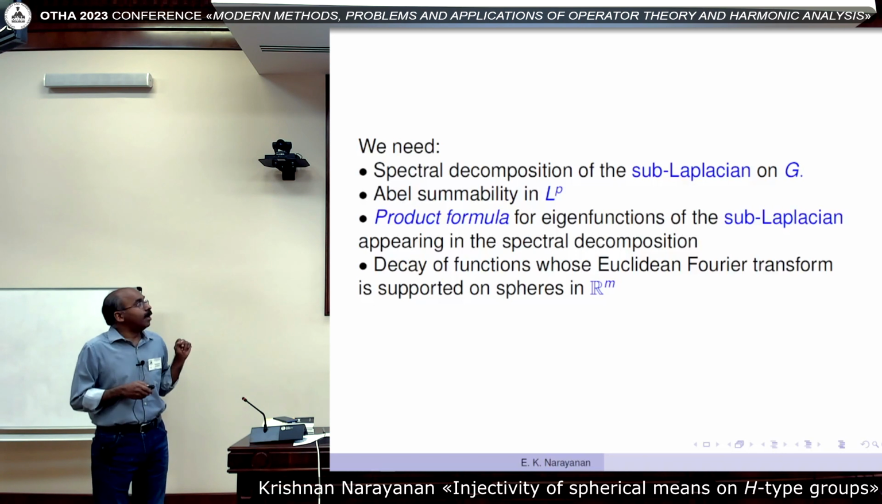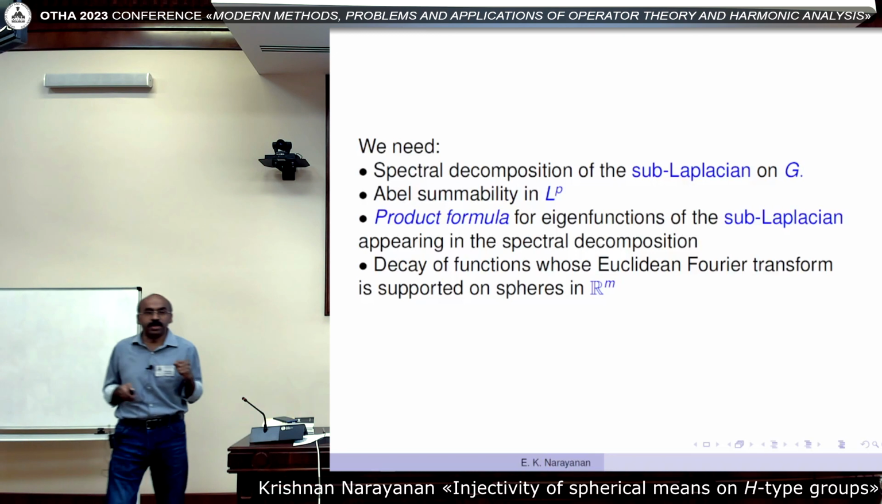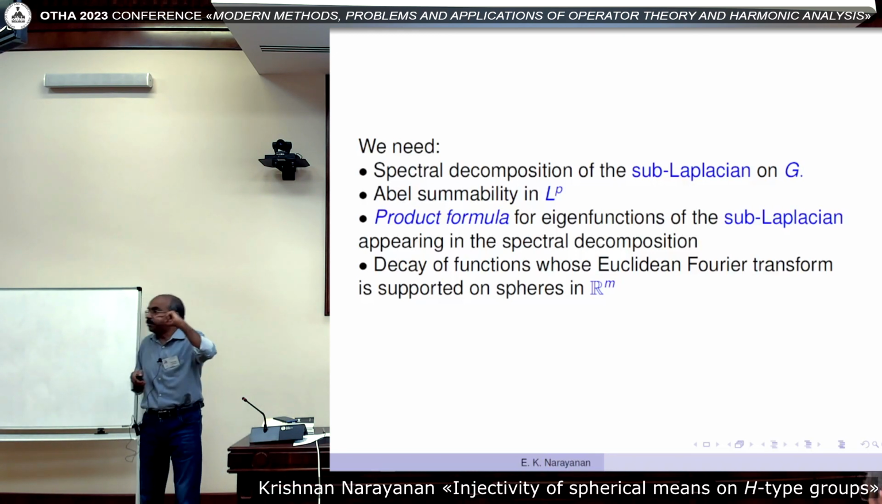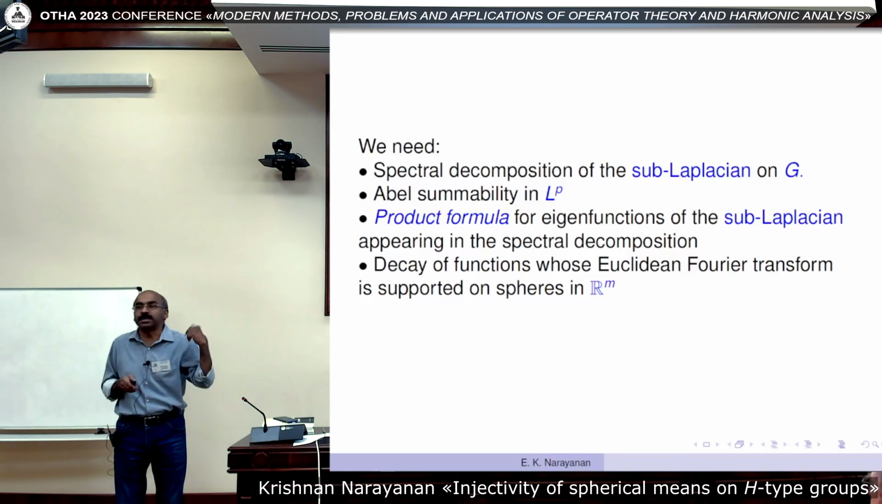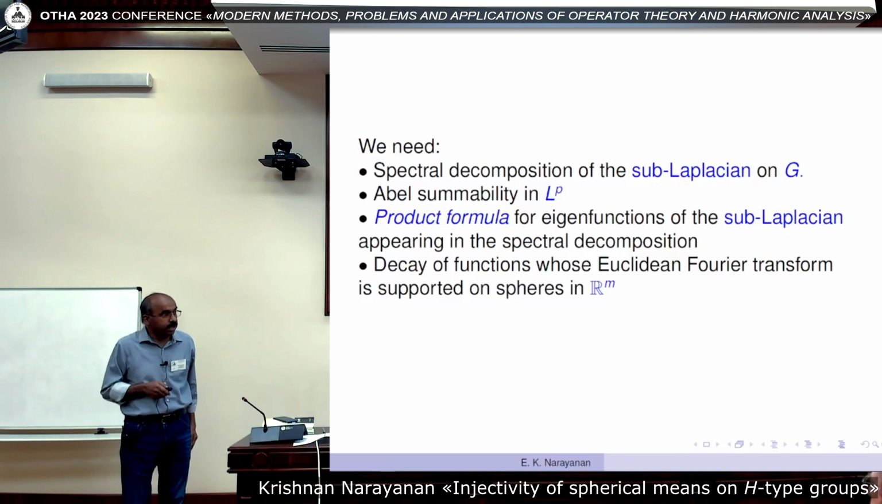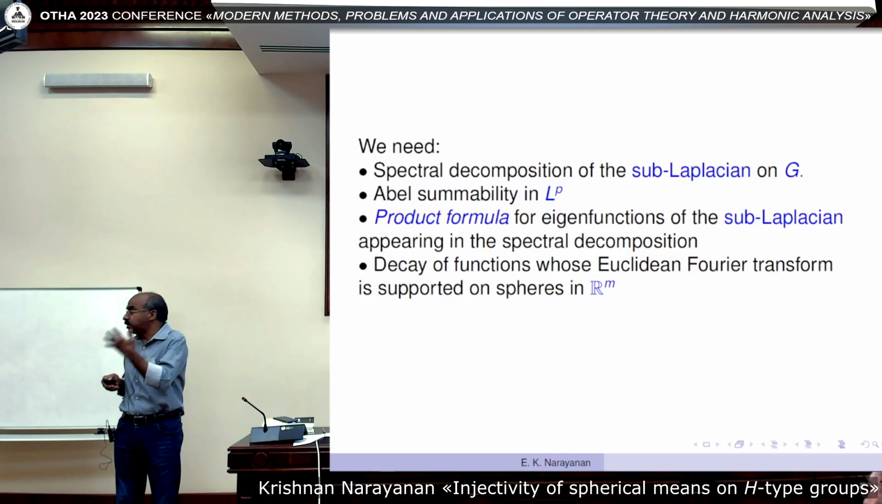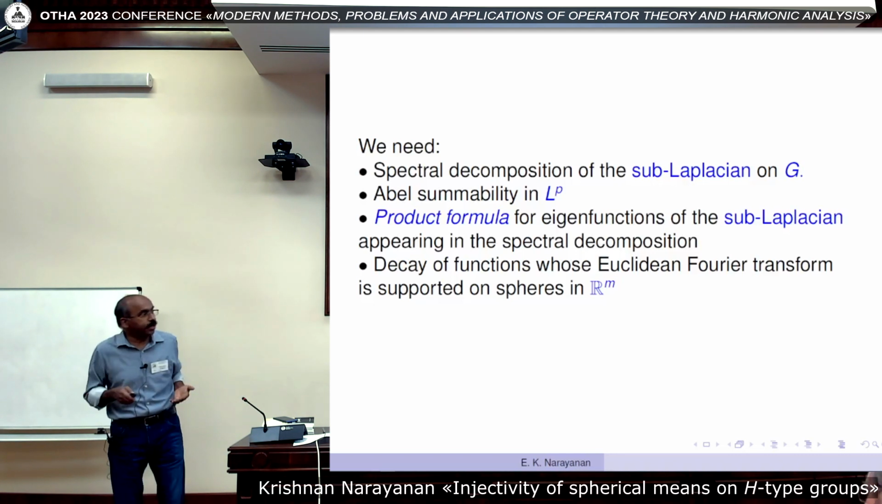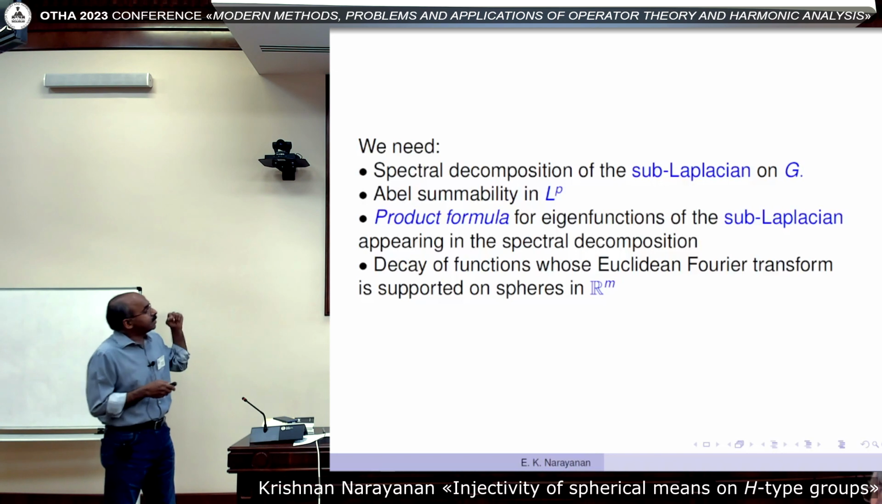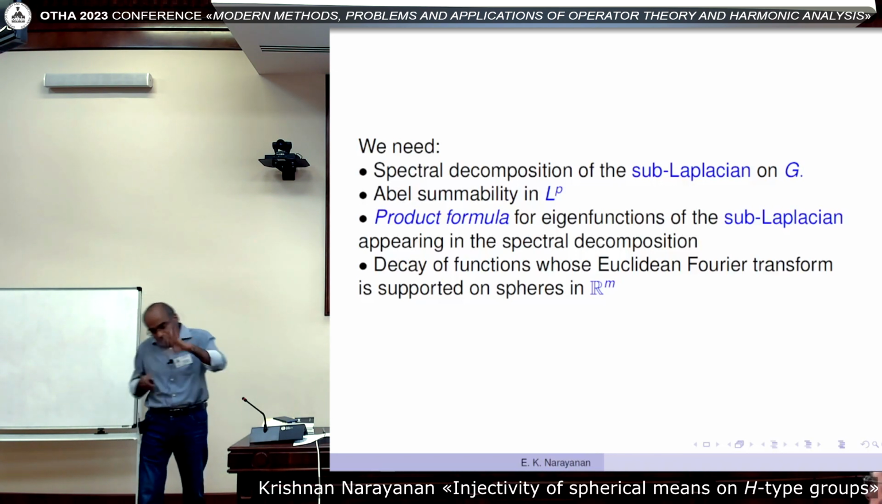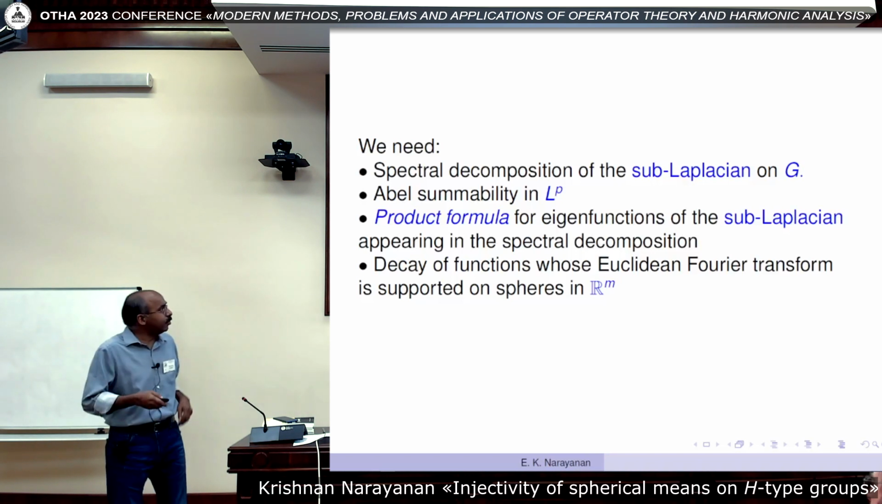Then we need a product formula for these eigenfunctions of the sublaplacian appearing in the spectral decomposition. Remember those two formulas we had, phi lambda convolved with a measure, because it was an eigenfunction. Similarly in the Heisenberg case. So here too we need the radial eigenfunctions that appear in the spectral decomposition to satisfy this eigenfunction equation. And we need an extra thing, which is the decay of functions whose Euclidean Fourier transform is supported on spheres. I will come to that.